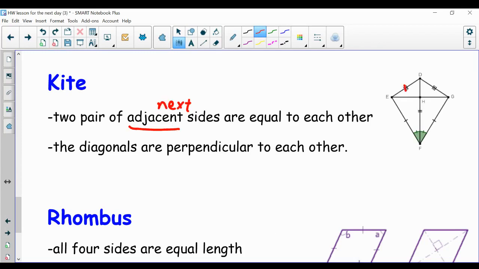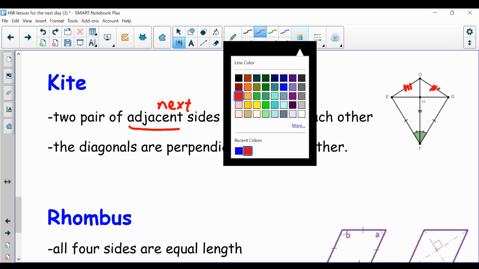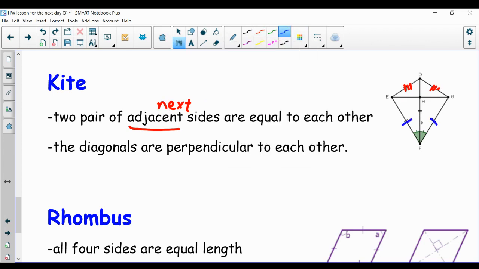So you see the top and the top, they are next to each other, are equal to each other, and the bottom ones, they are equal to each other. Those two sides are equal to each other. The diagonals are perpendicular to each other.